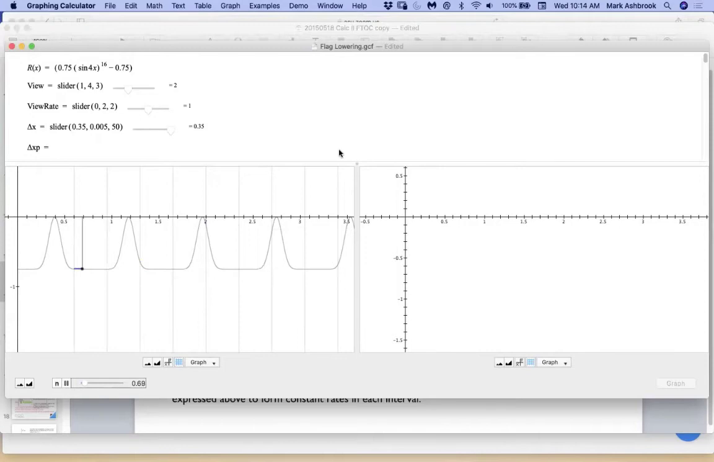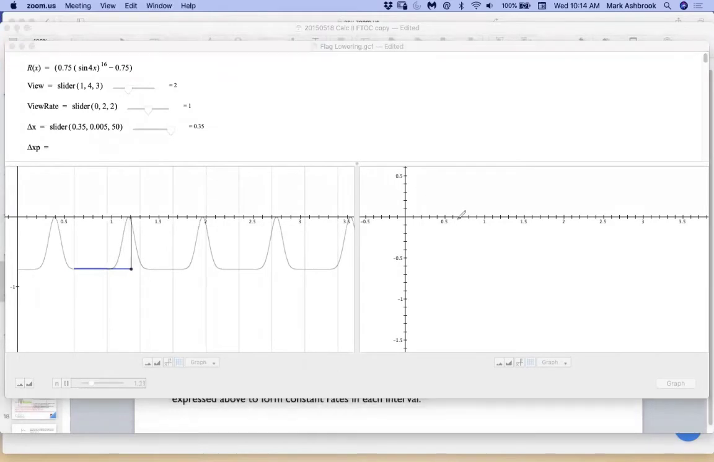So remember, this is at 0.6 seconds. For the accumulation function, what will our net accumulation be at 0.6 seconds? What will my net accumulation since 0.6 seconds be? 0, right? There's been no change since 0.6 seconds. And then what will happen? The flag will start lowering at negative 0.75 meters per second. That's our approximation.